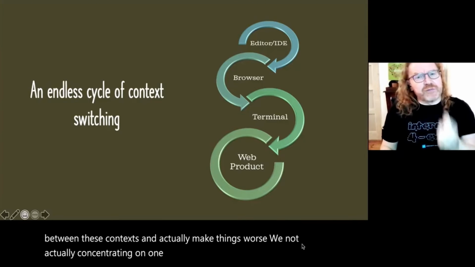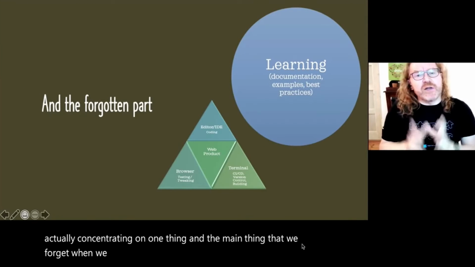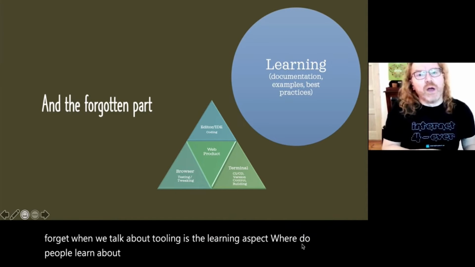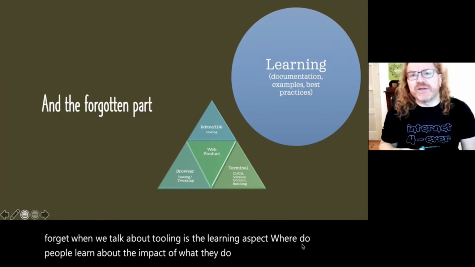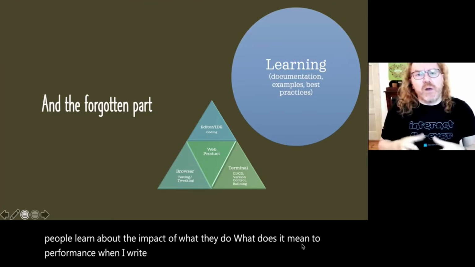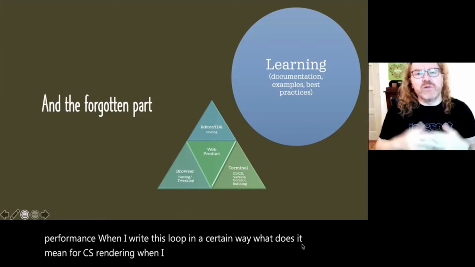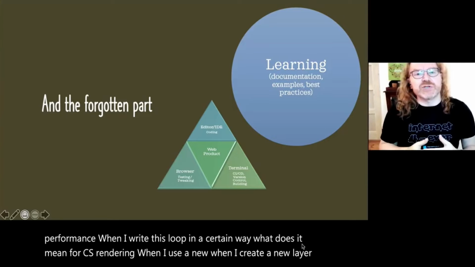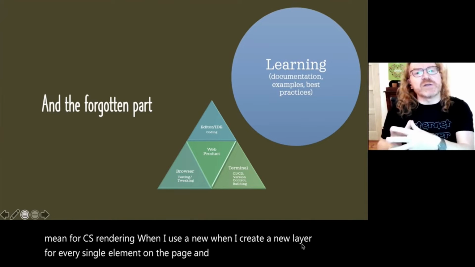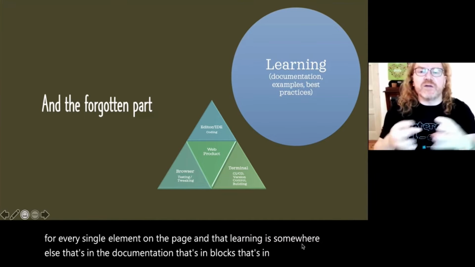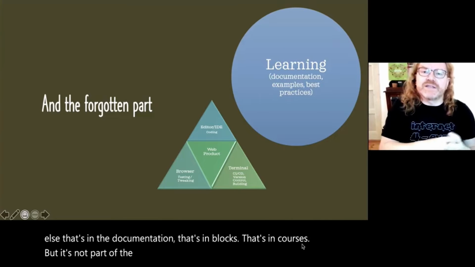And the main thing that we forget when we talk about tooling is the learning aspect. Where do people learn about the impact of what they do? What does it mean to performance when I write this loop in a certain way? What does it mean for CSS rendering when I create a new layer for every single element on the page? And that learning is somewhere else. That's in the documentation, that's in blogs, that's in courses, but it's not part of the development flow anymore. It's kind of somewhere else.